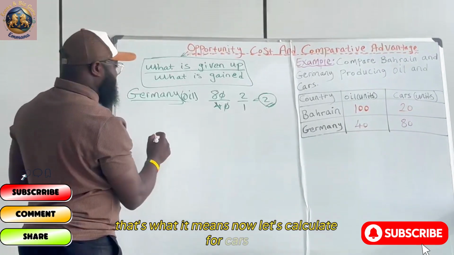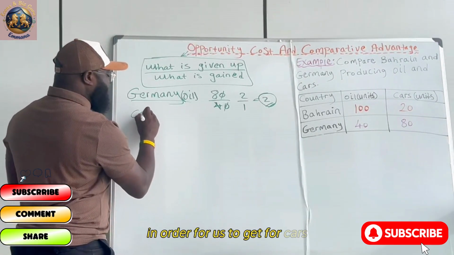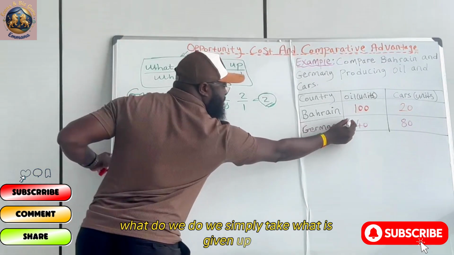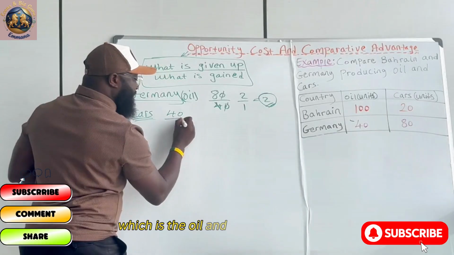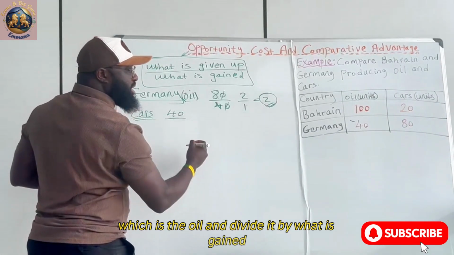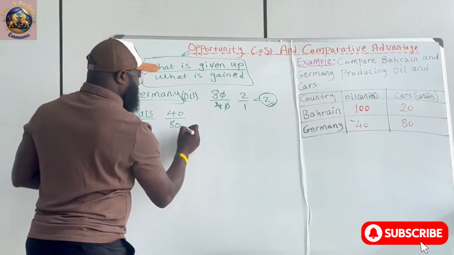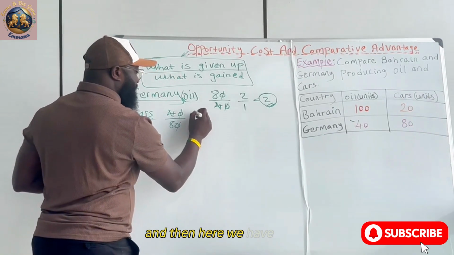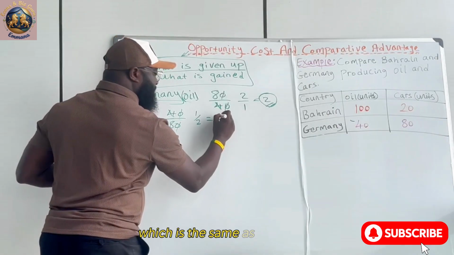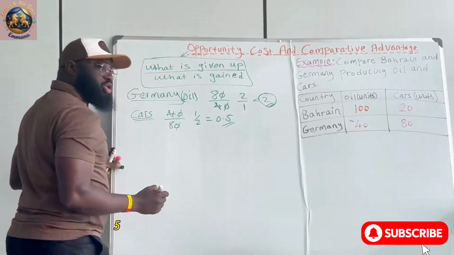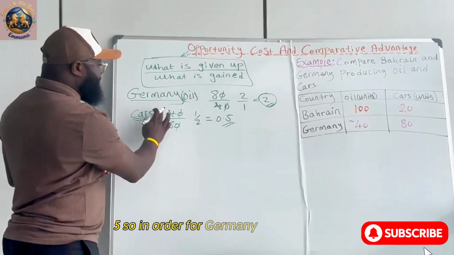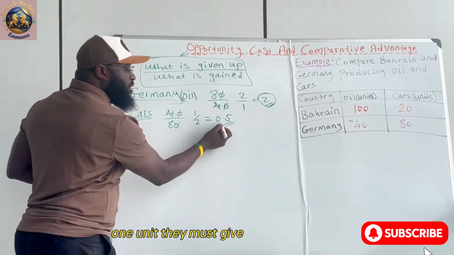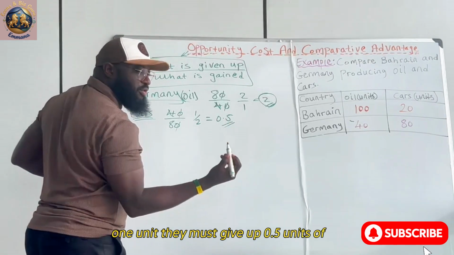Now, let's calculate for cars. We simply take what is given up, which is the oil, and divide it by what is gained, which is the cars. So this cancels this, and then here we'll have 1 over 2, which is the same as 0.5. So in order for Germany to increase its cars by 1 unit, they must give up 0.5 units of oil.